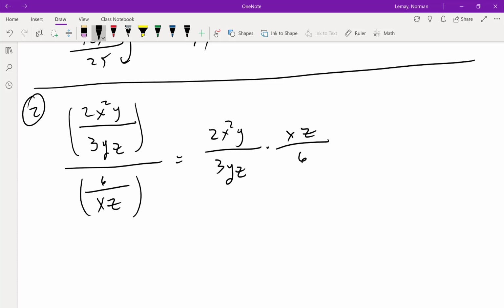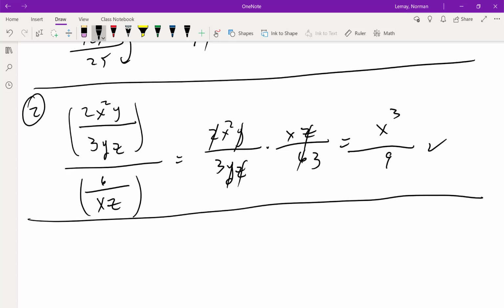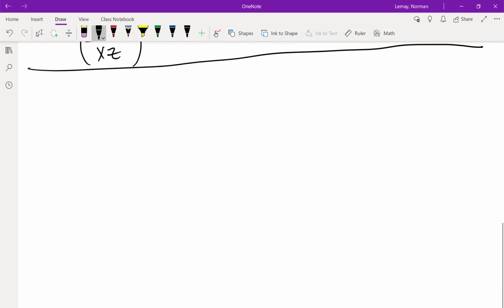And now we go on our slashing spree, if we can. So y cancels with y, z cancels with z. 2 will go into 6 3 times. So let's just observe up top, we're left with an x cubed. And down on the bottom, I'm left with a 9. Nothing else to do. Our complex fraction is now simplified.